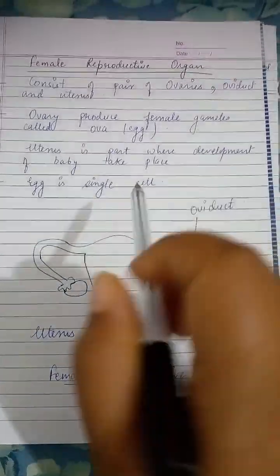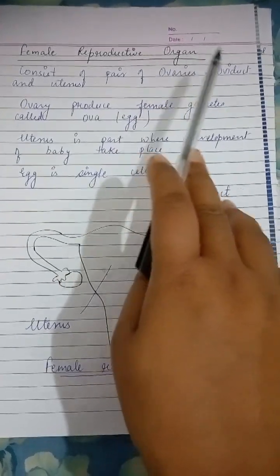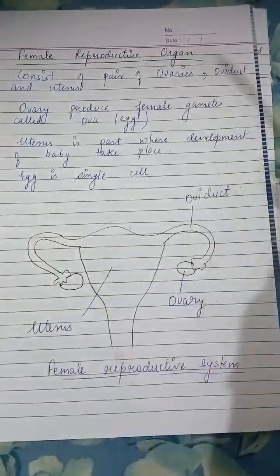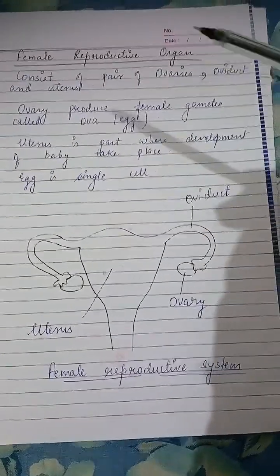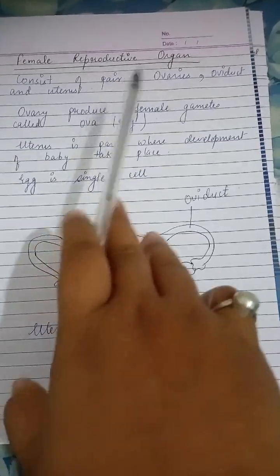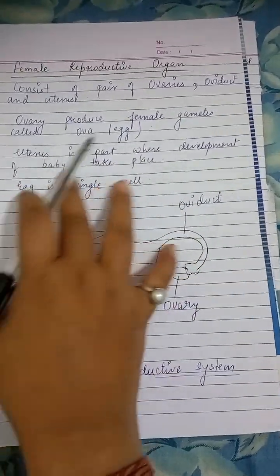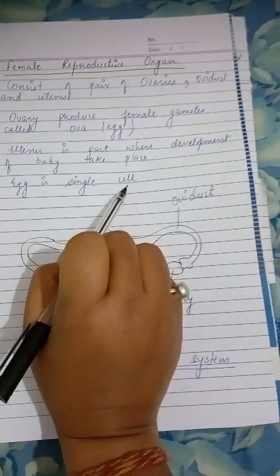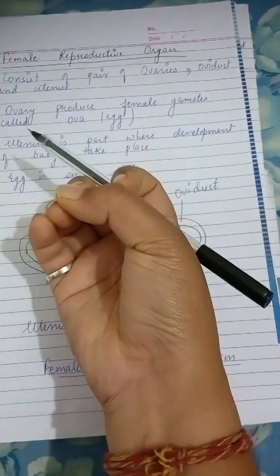After the male reproductive structures, there are the female reproductive structures, which consist of a pair of ovaries, the oviduct, and the uterus. The oviduct is also called the fallopian tube, right? As we have seen in male reproductive structures, testes produce sperm, which is the male gamete. Here, the ovary produces the female gamete that is called ova or egg, correct? And the uterus is the part where the whole development of the embryo takes place, right? An egg is a single cell structure. Sperm is also a single cell structure, and they combine to form a single cell zygote.